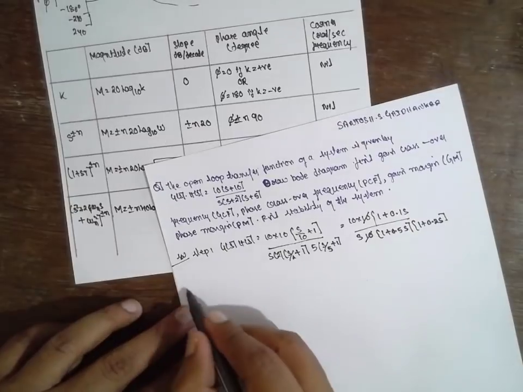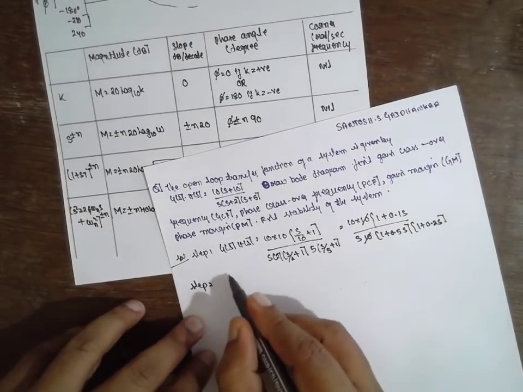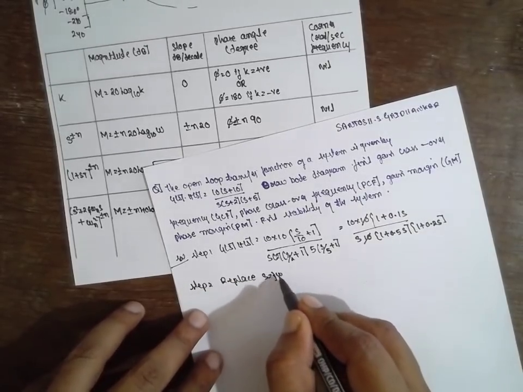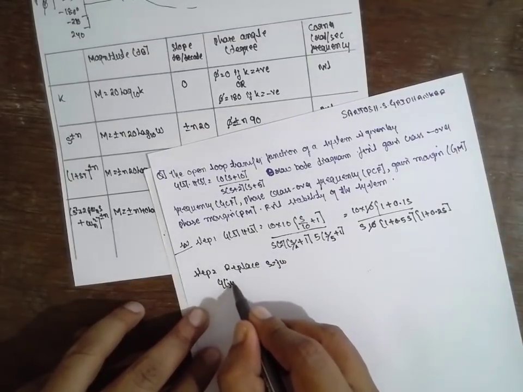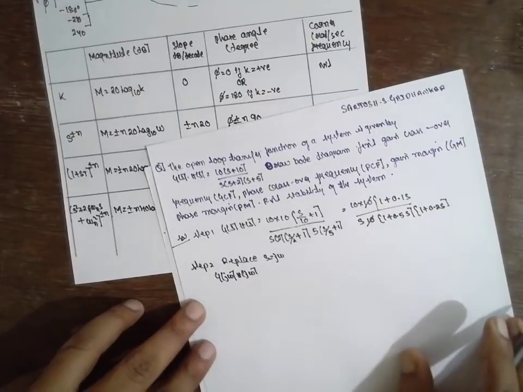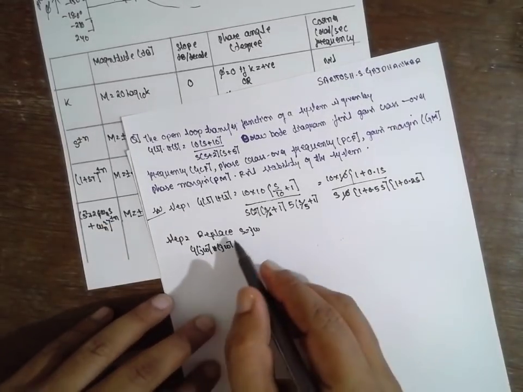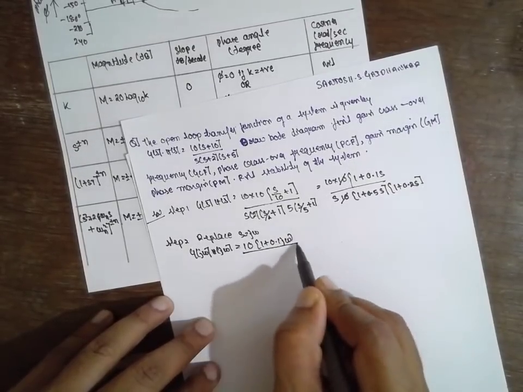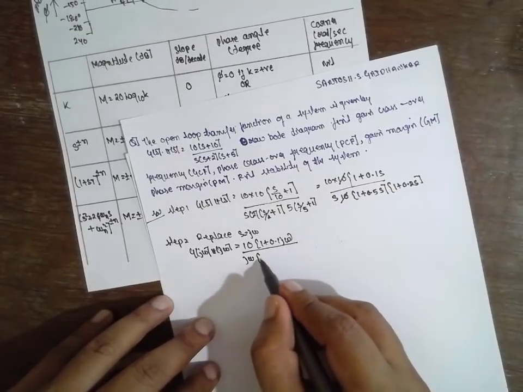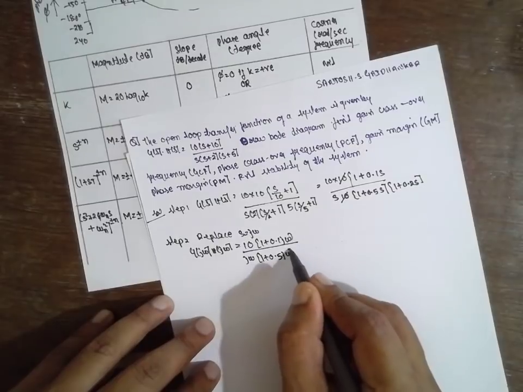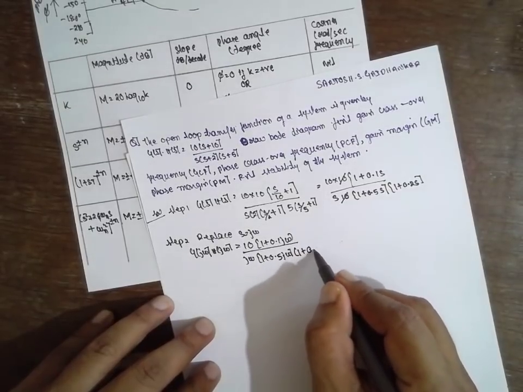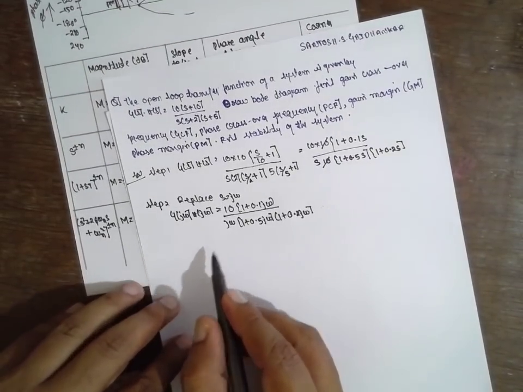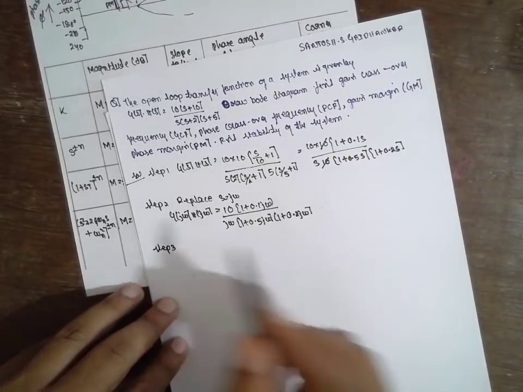Now step 2: replace s by j omega. G(j omega)H(j omega) is equal to 10(1 + 0.1 j omega) divided by j omega (1 + 0.5 j omega)(1 + 0.2 j omega). Now step 3, these are the common steps you have to follow for other problems too.